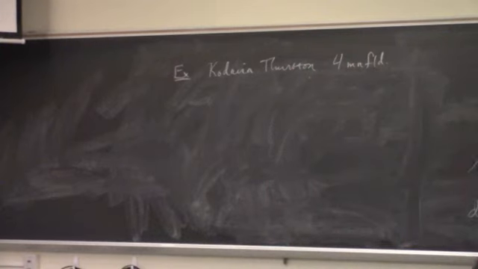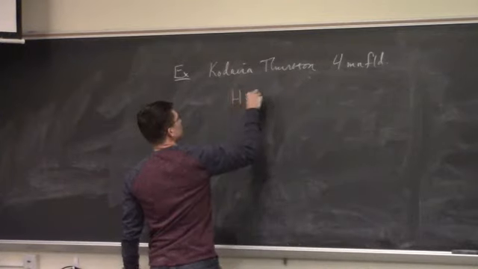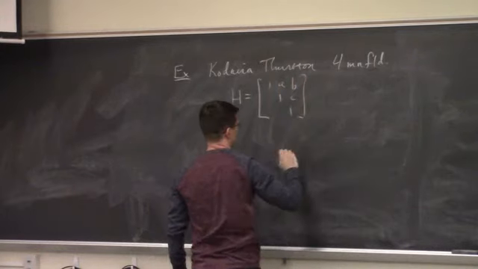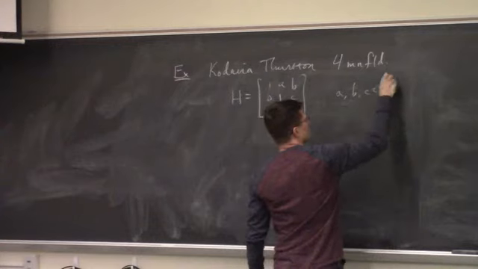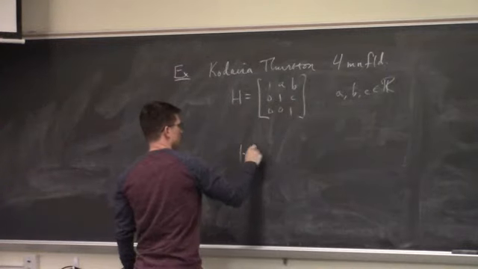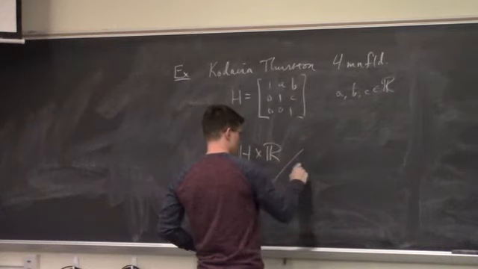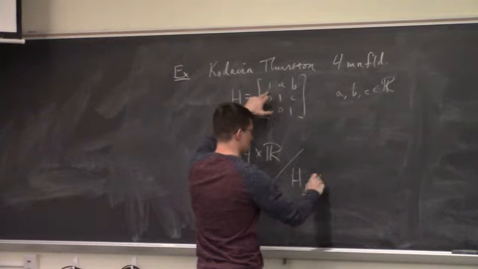So let me say what it is explicitly as a smooth manifold. I'm going to take the Heisenberg group of matrices where a, b, and c are real numbers, and I'm going to cross it with the real numbers and mod out by the integral subgroup, cross Z.